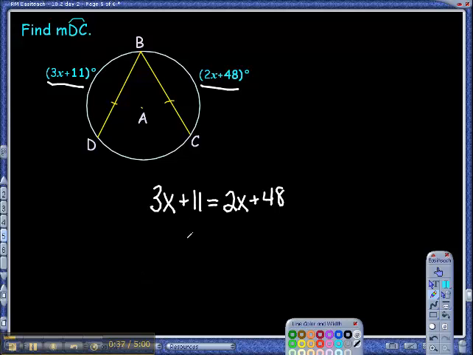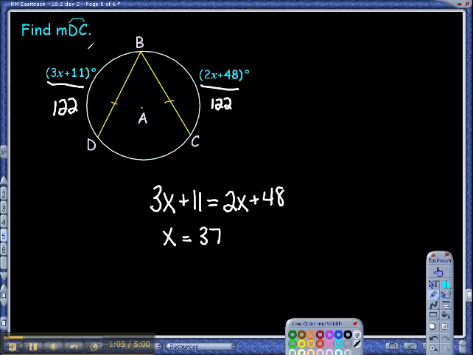Now if we go ahead and solve this equation, we could subtract our 2x from both sides. So x, and if I subtract my 11, would equal 37. And if I substituted in, it shouldn't matter which one I substituted in because these two should be equal. 3 times 37 plus 11 is going to give us 122. And if you check it over here, 2 times 37 plus 48 would also equal 122.